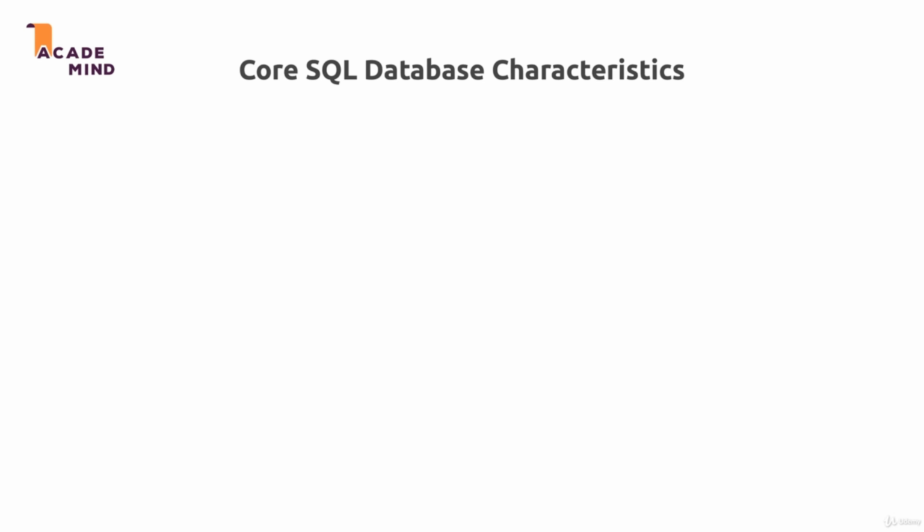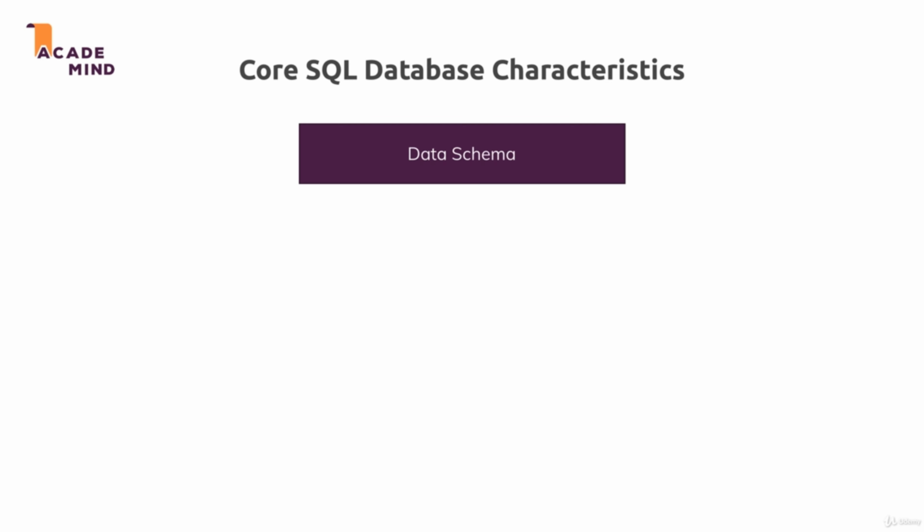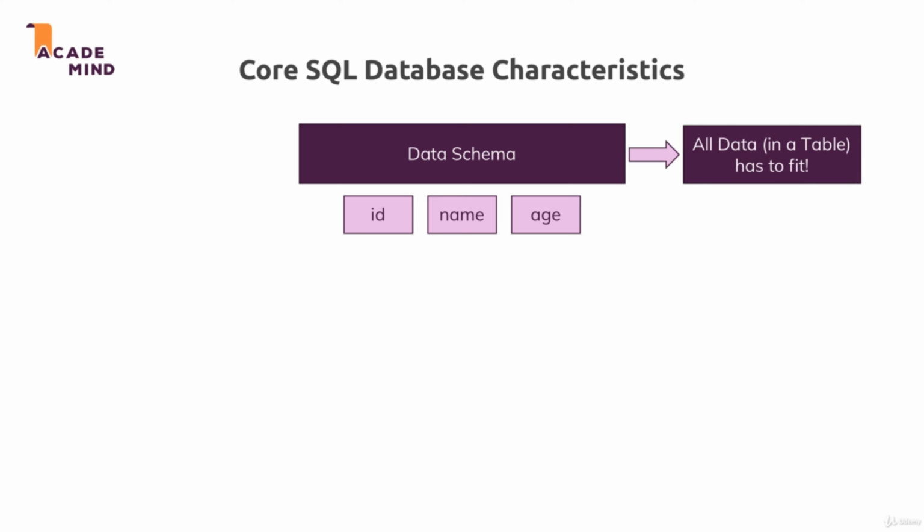And in general, the core SQL database characteristics are that we have a strong data schema, so that for each table, we clearly define how the data in there should look like. So which fields do we have? Which type of data does each field store? Is it a number? Is it a string? Is it a text? Is it a Boolean? So that we have this strongly or strictly defined schema, and all data in a table has to fit the schema for this table. This is really important.